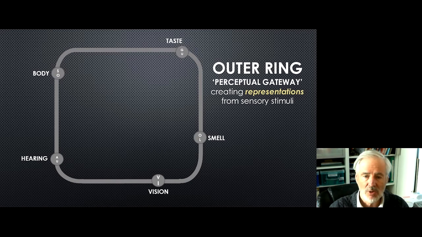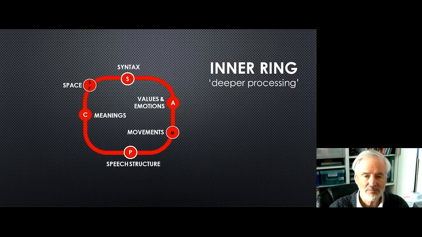The MCF system we can look at as composed of two rings of specialist systems, two rings. Here's the outer ring, which you could call the Perceptual Gateway. It creates representations from different types of sensory stimuli. You've got the olfactory system, the gustatory system, the visual system, which we just talked about, the auditory system, and the somatosensory system. So they are, as it were, our portal. It's the closest part of cognition to the outside environmental reality.